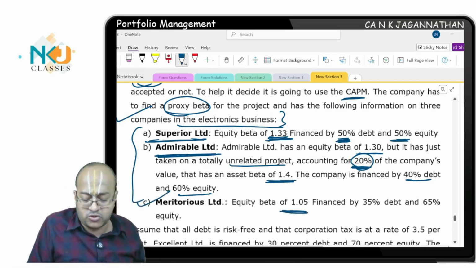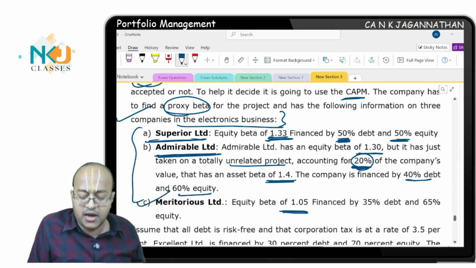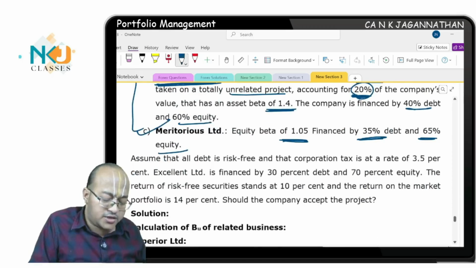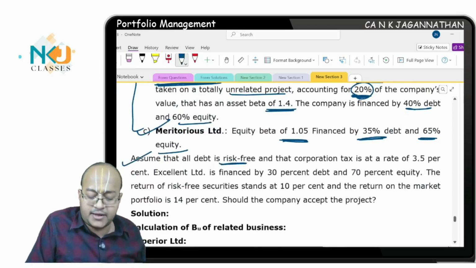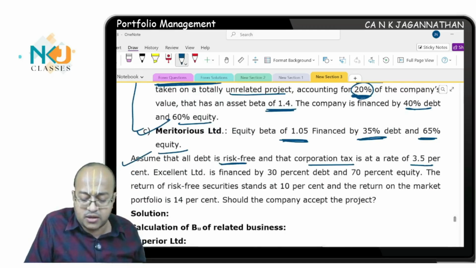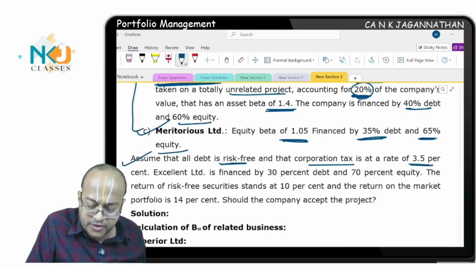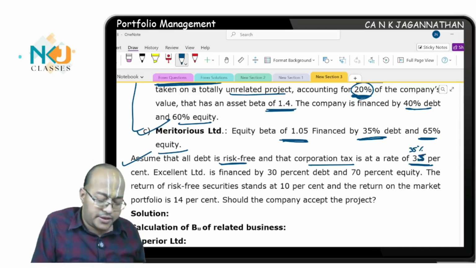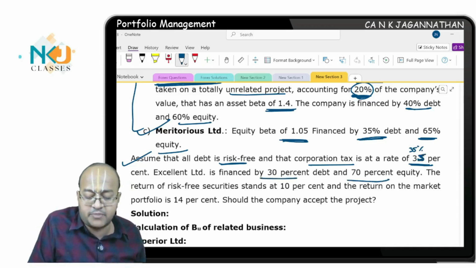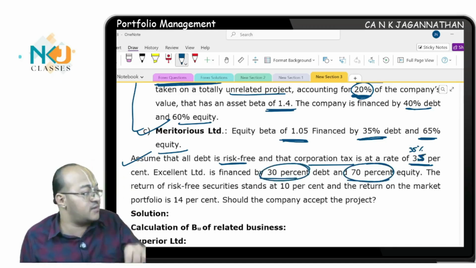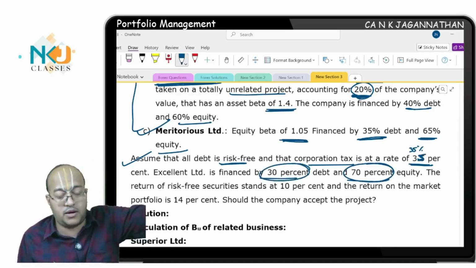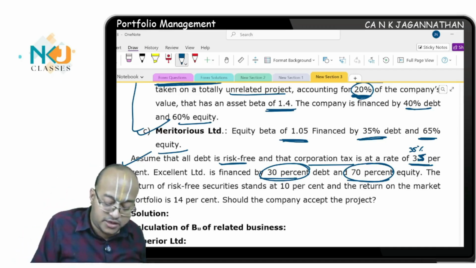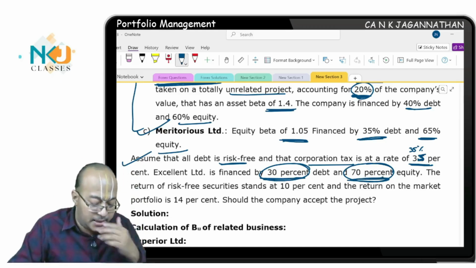Last, Meritorium Limited's equity beta is also given, and it is financed by 35% debt and 65% equity. Listen up. Assume that all debt is risk-free and that corporation tax is at the rate of 3.5%. Note, not 3.5, it should be 35%. Make a change. It should be 35%. Next, Excellent Limited is financed by 30% debt, 70% equity. Finally, this company's equity, you will unlever it, right? And apply your leverage ratio. Are you understanding? Your leverage is 30% debt and 70% equity.